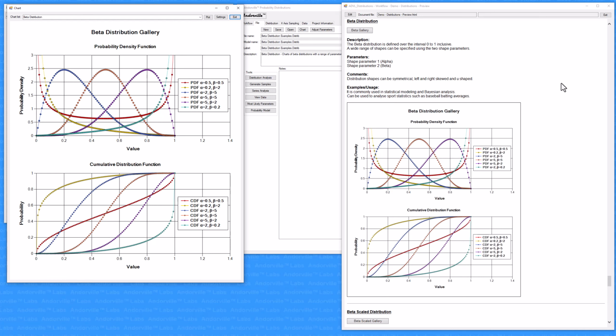The beta distribution is defined over the interval 0 to 1 inclusive. A wide range of shapes can be specified using the two shape parameters. The parameters are shape parameter 1 and shape parameter 2. Distribution shapes can be symmetrical, left and right skewed, and U-shaped. It is commonly used in statistical modelling and Bayesian analysis. It can be used to analyse sports statistics such as baseball batting averages.